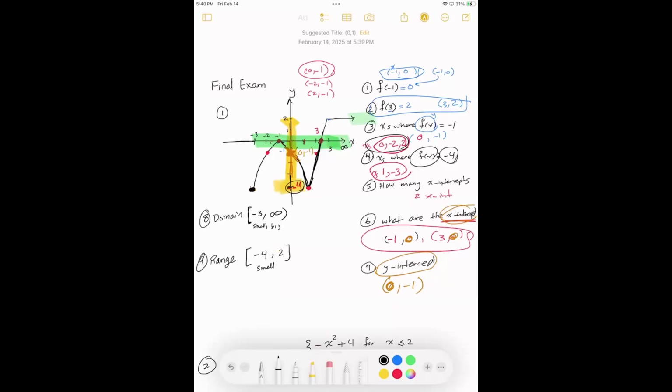At 2, we have a graph, a solid line. At -4, we have this graph and this graph here. So both get brackets. So that is your domain and range.